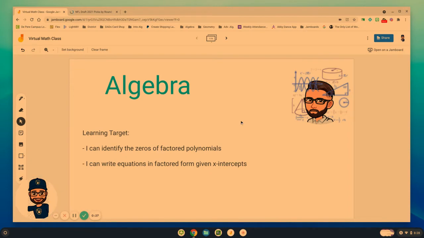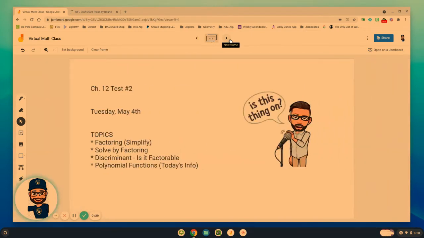Can we go backwards? To start out, I do want to remind you, we have a Chapter 12 test number 2 coming up on Tuesday, May 4th. That's next week, Tuesday, where the topics are factoring. Basically, can you simplify? Can you then solve by factoring? Can you find the discriminant, which will tell us if the quadratic is factorable? And then polynomial functions and working with them.